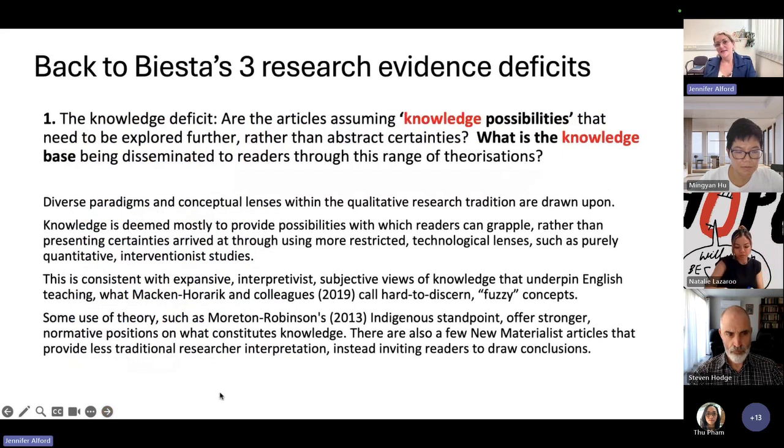To then go back to Beester's 3 research evidence deficits, we asked these questions. Are the articles assuming knowledge possibilities that need to be explored further rather than abstract certainties? So in other words, what is the knowledge base being disseminated to readers? Well, we suggested that there were diverse paradigms and conceptual lenses within the qualitative research tradition.